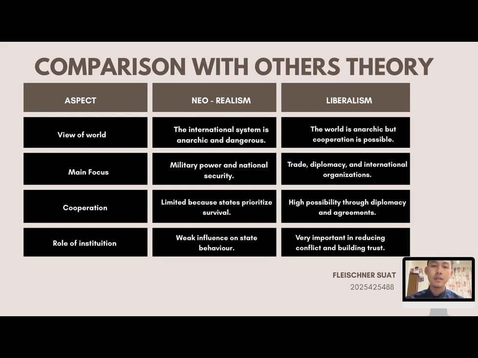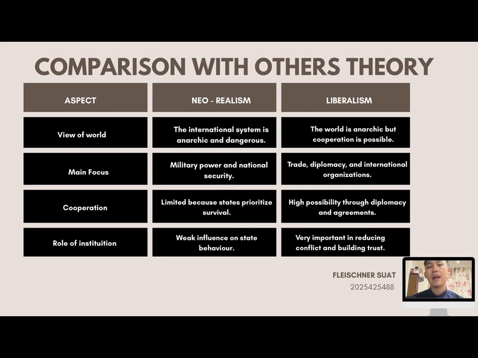First, neorealism believes that the international system is dangerous and anarchic because there is no world government to control all countries. Because of this, countries must depend on themselves for survival. For example, countries like the United States, China, and Russia continue to strengthen their military power because they want to protect their national security. Liberalism believes that even though the world is anarchic, cooperation between countries is still possible.